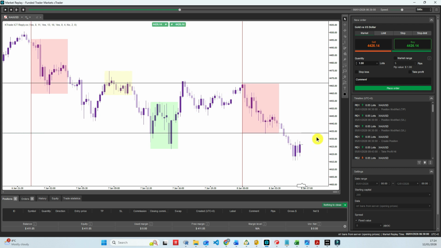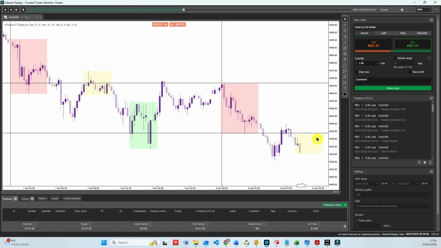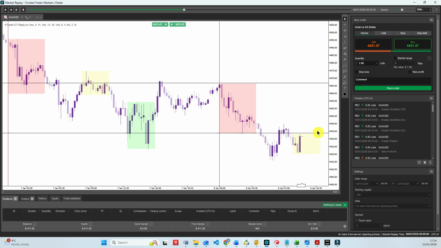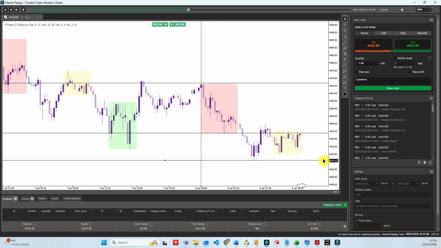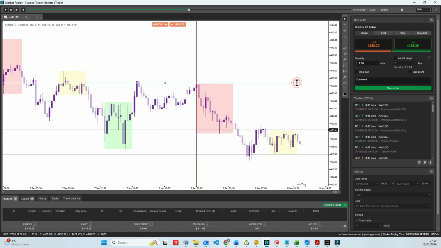Now as we've entered into the New York session, let's see if there's going to be any break at all. Okay, London session is done and we had no break. So this is the low and the high for London. So ideally we wait for a break. So we had a break.